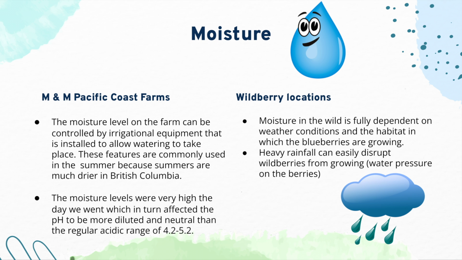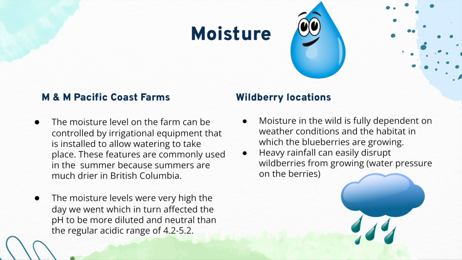The moisture level on the farm can be controlled by irrigational equipment that is installed to allow watering to take place. These features are commonly used in the summer because the summers are much drier in British Columbia than the winters. Other than irrigational equipment, the berries mostly rely on rain, since BC rain is quite heavy, especially in the winter. The moisture levels were high the day that we went to the farm, which in turn affected the pH to be more diluted and neutral than the regular acidic range of 4.2 to 5.2.